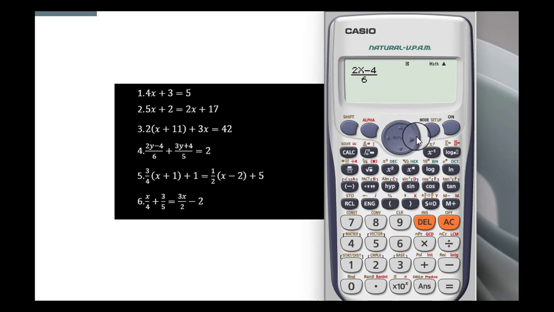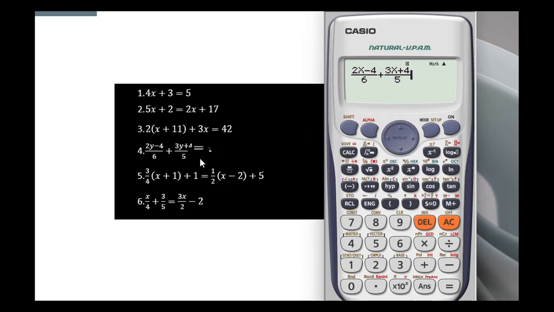Then I'll scroll forward. Then I'll bring my plus. Another fraction key. Then I'll key in 3 alpha x plus 4. Then you scroll down, over 5, all over 5. Then you scroll forward.